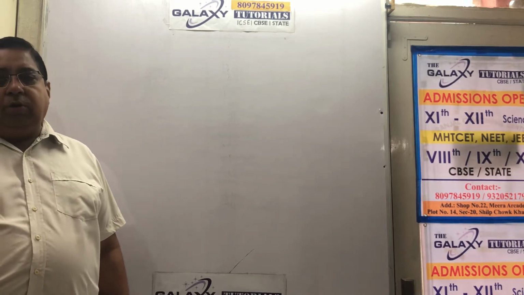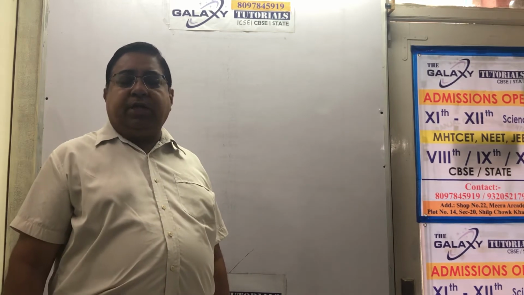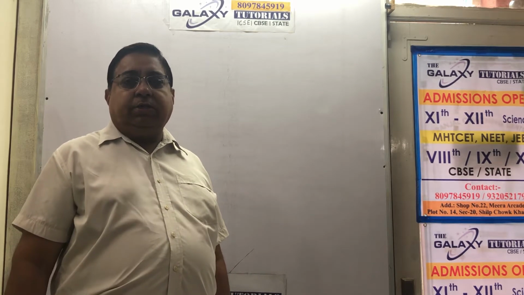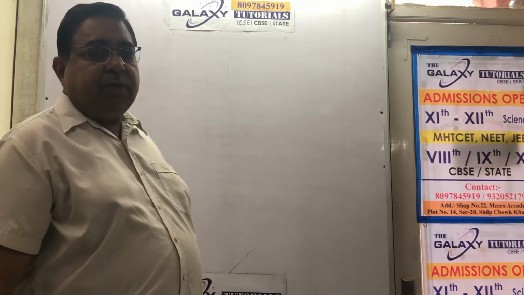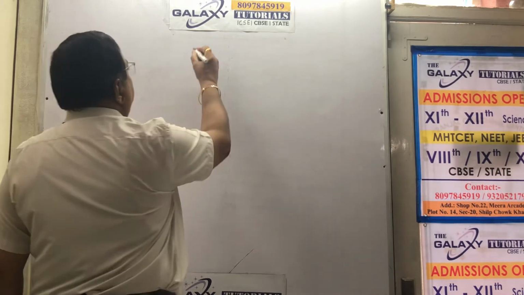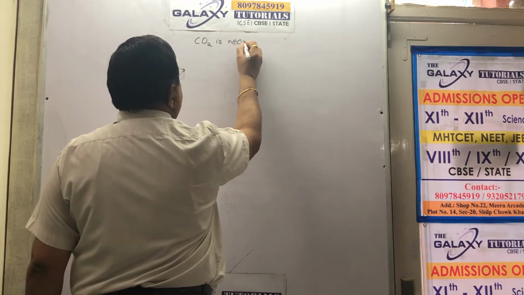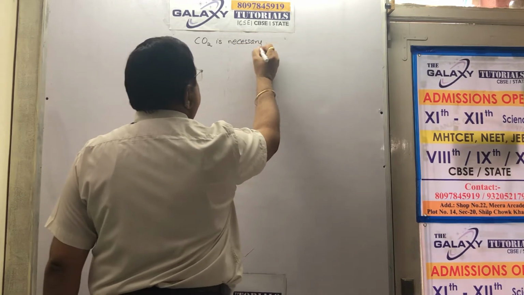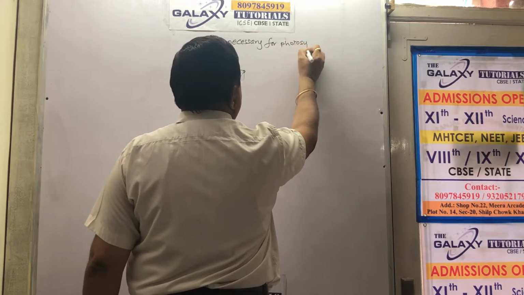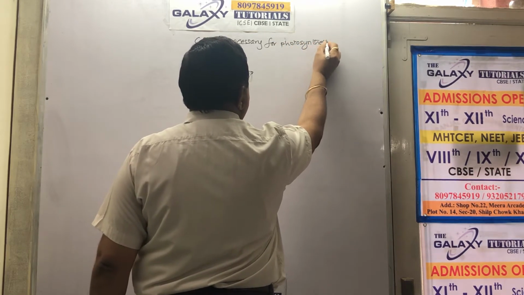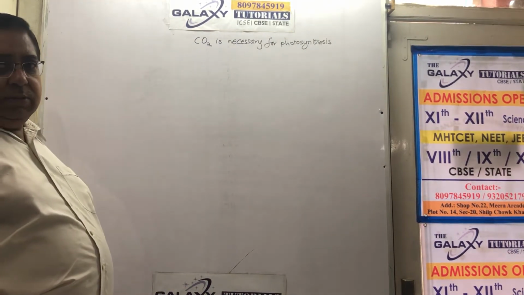So now I will do activity number 2, that CO2 is necessary for photosynthesis. It is a factor of photosynthesis. What does the activity look like? We are trying to see that CO2 is essential for photosynthesis. So if there is no CO2, no photosynthesis is possible. How do we see this?